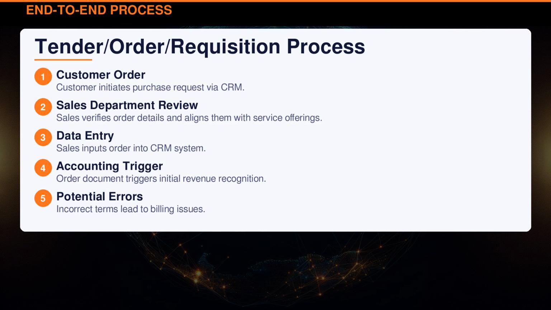The SaaS lifecycle begins with a customer placing an order for a subscription service. Sales departments often use CRM systems to capture order details, ensuring customer needs align with service offerings. Accurate data entry at this stage is crucial to avoid downstream billing errors. The order document becomes the first accounting trigger, initiating the revenue recognition process. Mistakes here, like incorrect service terms, can disrupt the entire billing cycle.